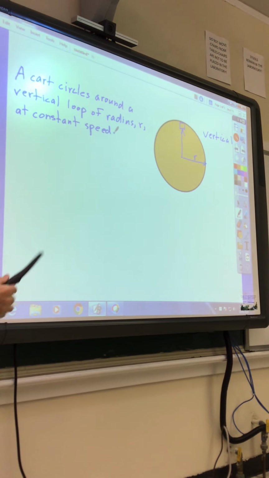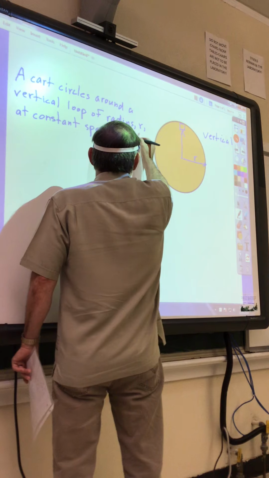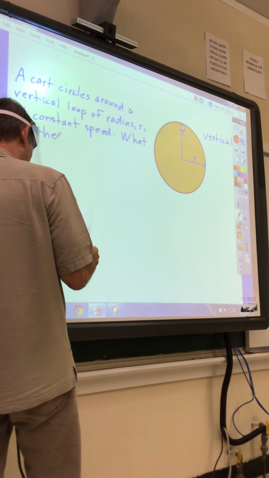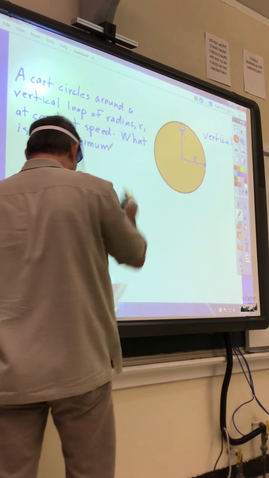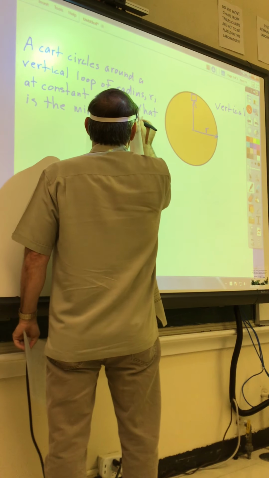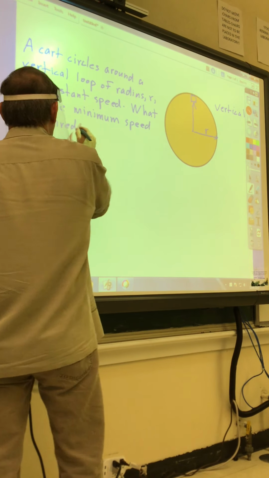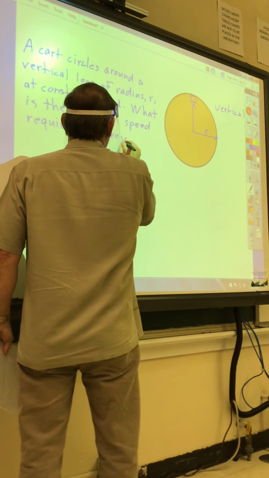So we've got a little card or some little object that's circling around this vertical circle at constant speed. Question: what is the minimum speed required to keep the cart on the track?